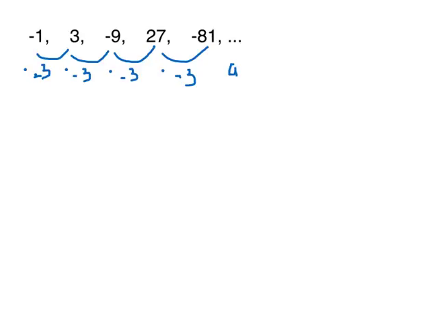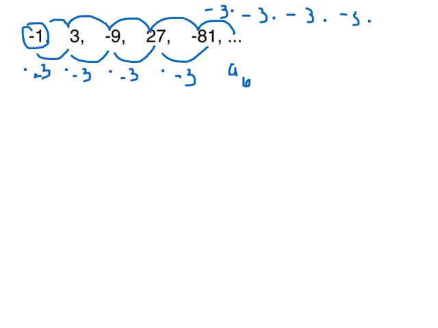If I want to find the 6th term, all I need to do is start with the first term, negative 1, and then I multiply it 1, 2, 3, 4, 5. I multiply by negative 3 five times. Now, when you multiply the same number 5 times, it's the same thing as taking that number and raising it to a power of 5. That means the same thing as multiplying negative 3 by itself 5 times.